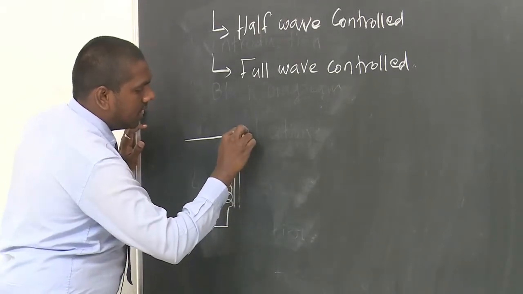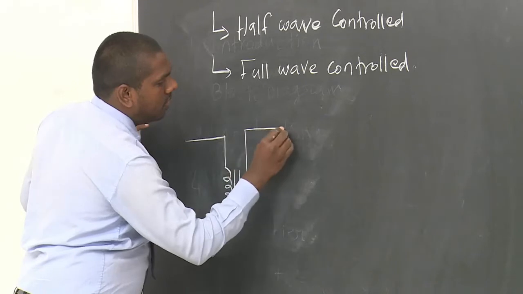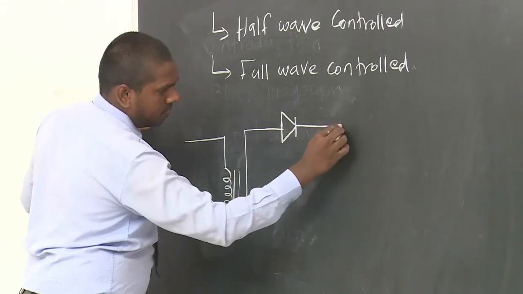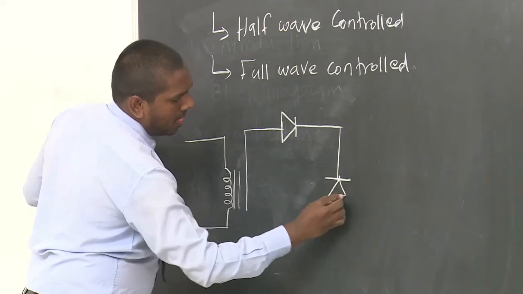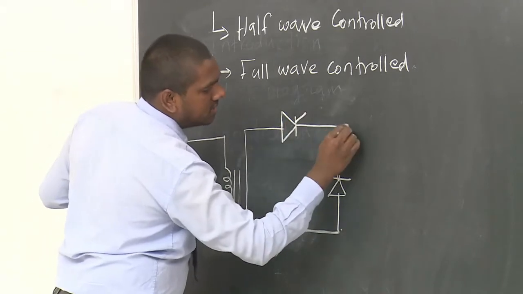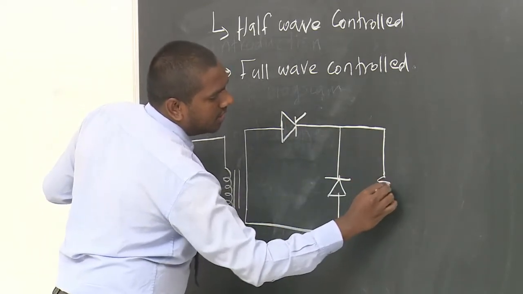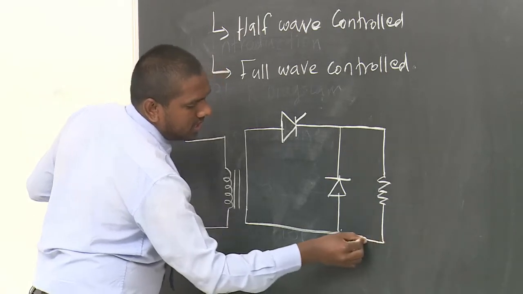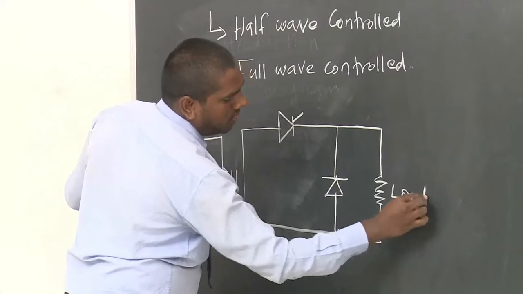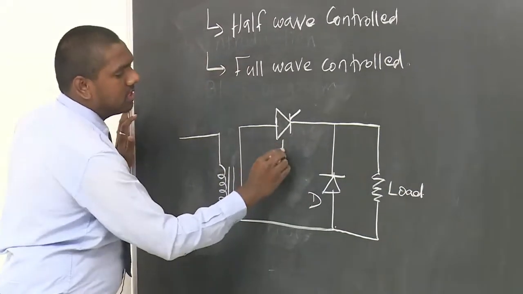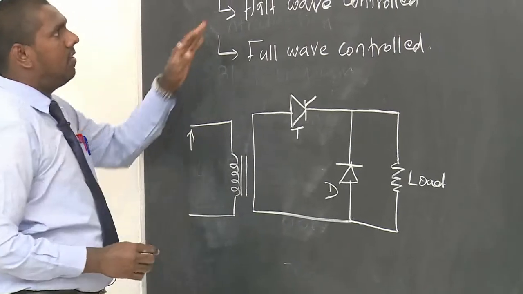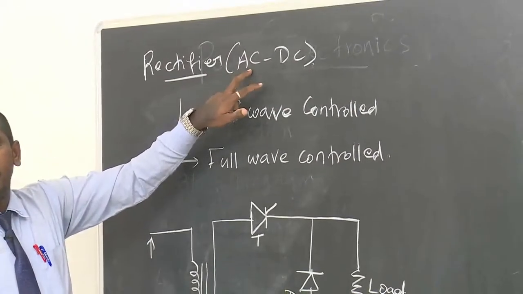The circuit consists of one transformer, one thyristor, and finally a load. We can assume this load acts as a resistor load. Then this is a diode, and this is a thyristor. The input we have already discussed: the rectifier's input is an AC supply.